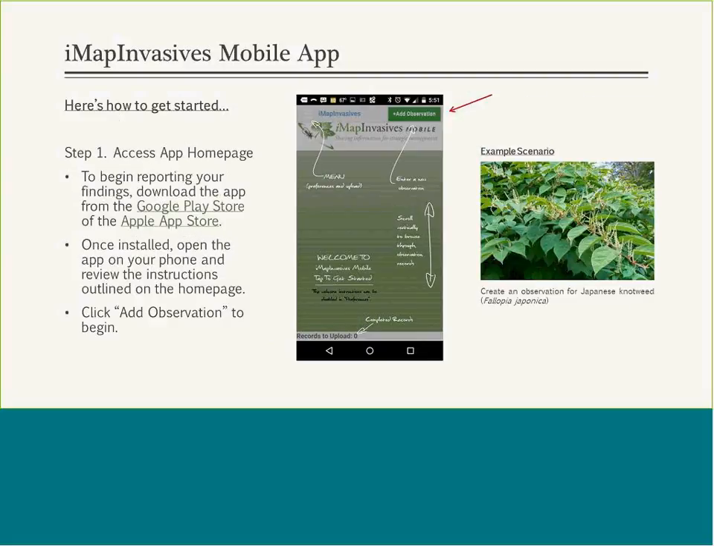We'll quickly go through and show you some screenshots of what this looks like. We'll go through an example scenario of creating an observation record for Japanese knotweed. Here is a view of what the home page would look like for the app. To begin reporting your findings, you would download the app from either the Google Play Store or the Apple App Store. Once you have it installed, you open it up on your phone and look at the instructions listed here in the white font. Then when you're ready to add an observation, you click on the green button at the very top that says Add Observation.